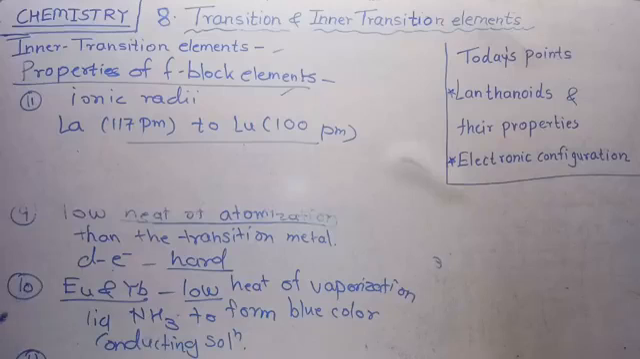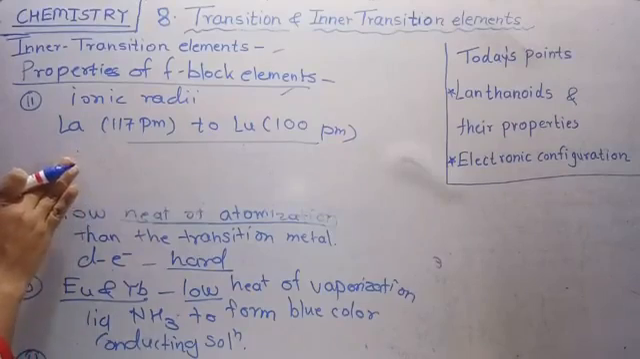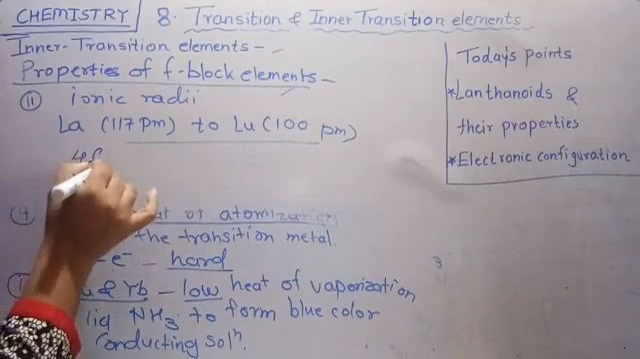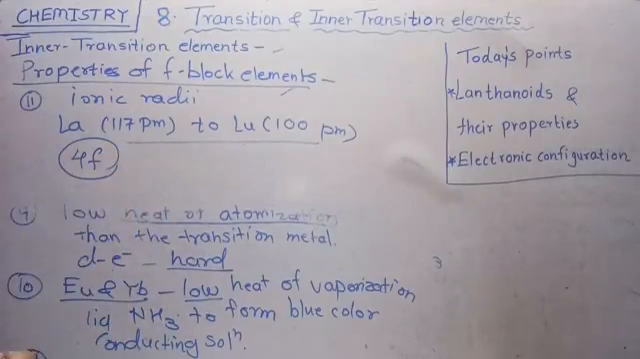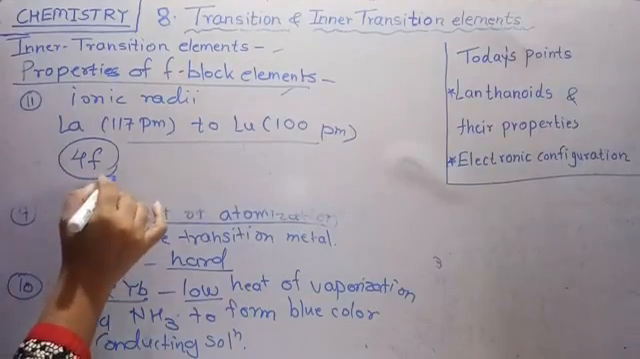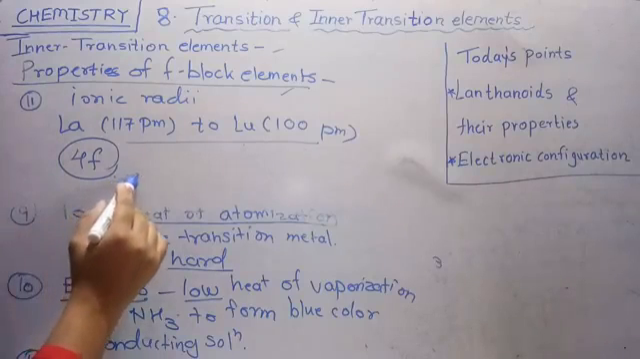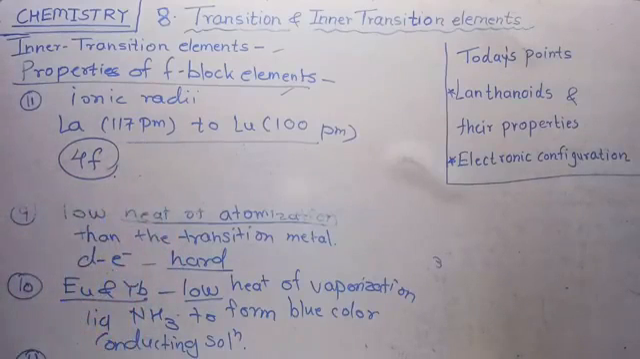This nuclear charge increases because the valence electrons of lanthanides enter the 4f orbital, and these 4f orbitals show a poor shielding effect. This 4f orbital does not shield the outermost electrons from the nuclear attraction, and the electrons present in the outermost shell experience the higher nuclear attraction. So their ionic radii go on decreasing. Clear?